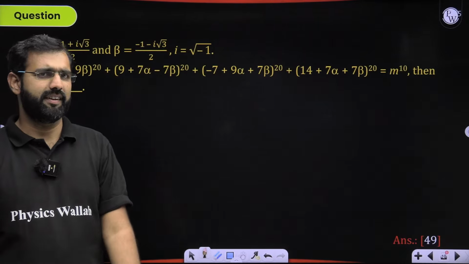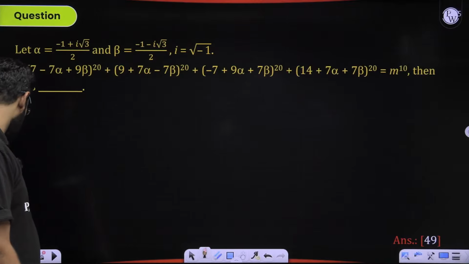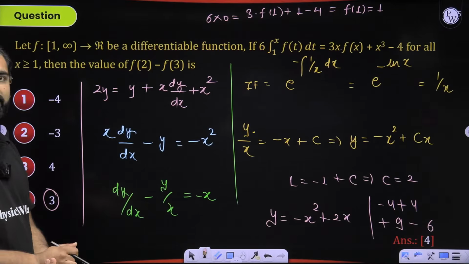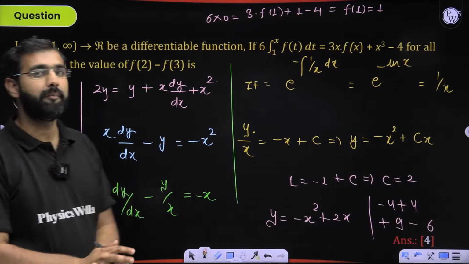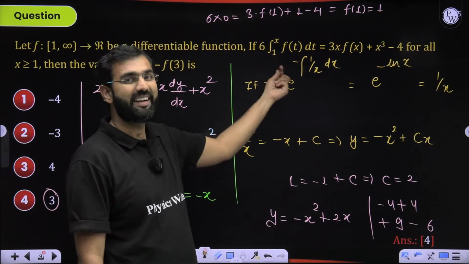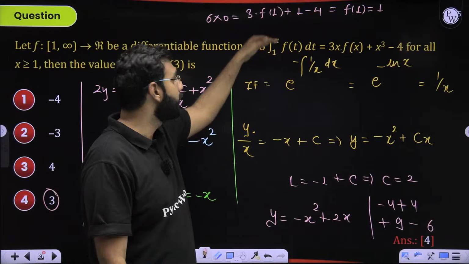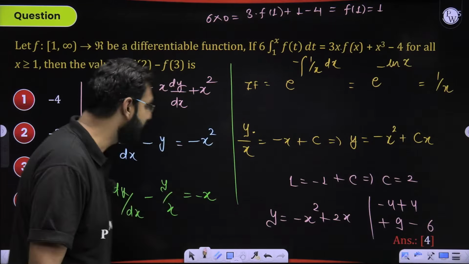So it will not be 6x f1, where, which part, students? 6x f1. No, I am replacing x by 1. So the integral from 1 to 1 will be 0, because from lower limit to upper limit, if they are the same, the integration is 0. The area under the curve is 0.